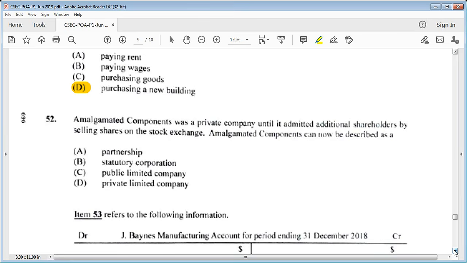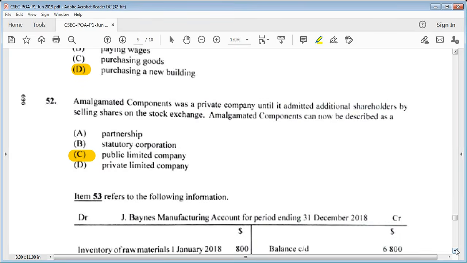52 now. Amalgamated Components was a private company until it admitted additional shareholders by selling shares on the stock exchange. Amalgamated Components can now be described as A. Partnership, B. Statutory corporation, C. Public limited company, D. Private limited company. We know it is C. It is a public limited company.